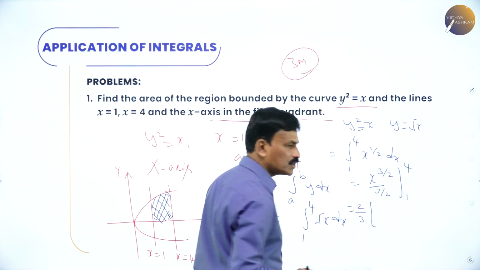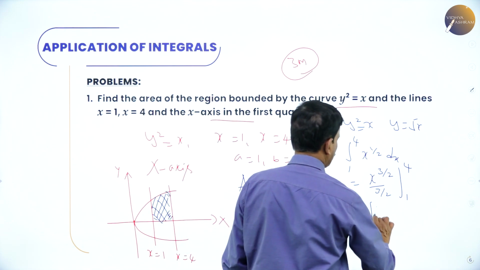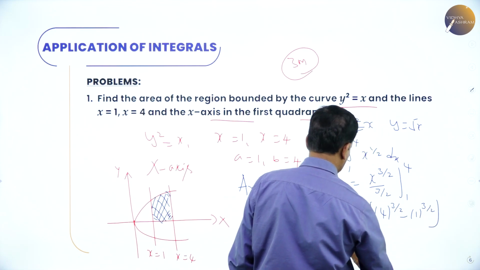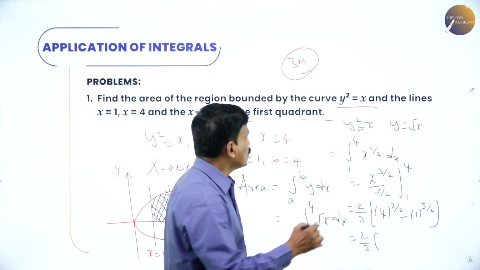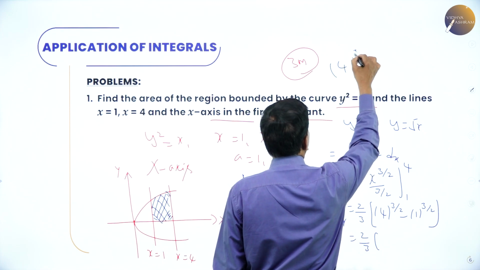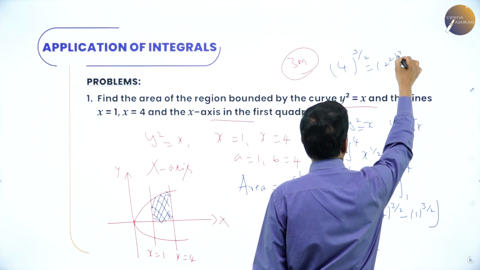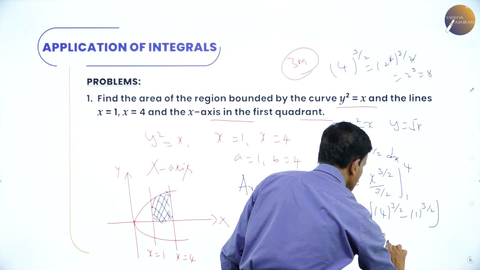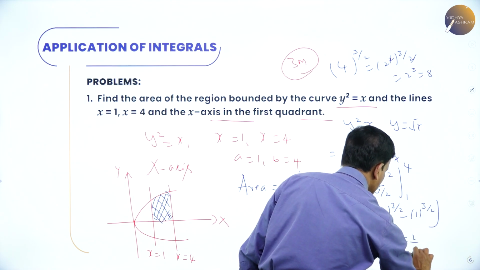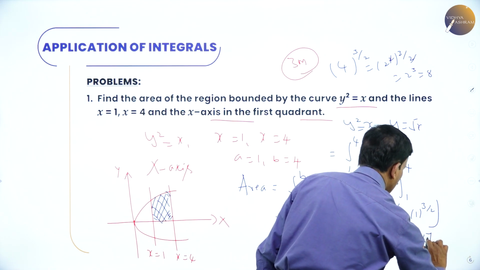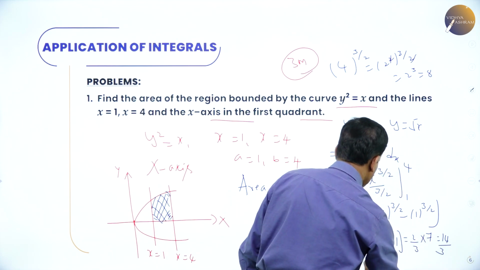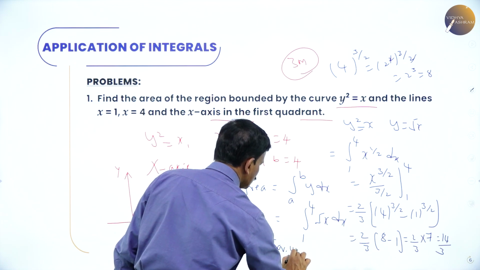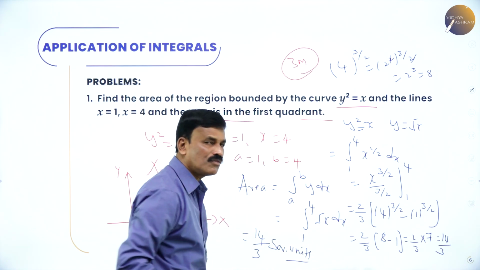Just take this to the numerator, 2 by 3 into, apply the upper limit. Upper limit is 4 to the power of 3 by 2 minus lower limit 1 to the power of 3 by 2. That is 2 by 3 into 4 to the power of 3 by 2, which can be written as 2 square whole raised to 3 by 2. 2 gets cancelled. 2 cube is equal to 8. This is 8 minus 1. 2 by 3 into 8 minus 1 is 7. 7 2s are 14 divided by 3 square units. So therefore, the required area is 14 by 3 square units. That's it. 14 by 3.